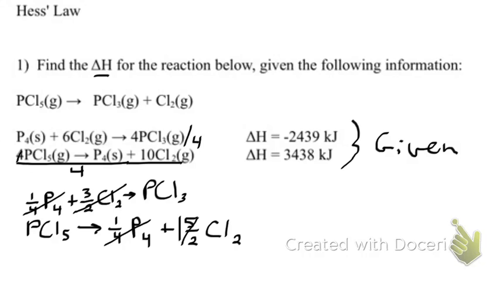So this is done as far as the reaction is concerned, and we're going to do multiple of these. But the next thing you have to remember is that whatever you do to these reactions, you also have to do to their delta H's. So, because we divided this reaction by 4, we're going to divide its delta H by 4 as well, to get new delta H values.